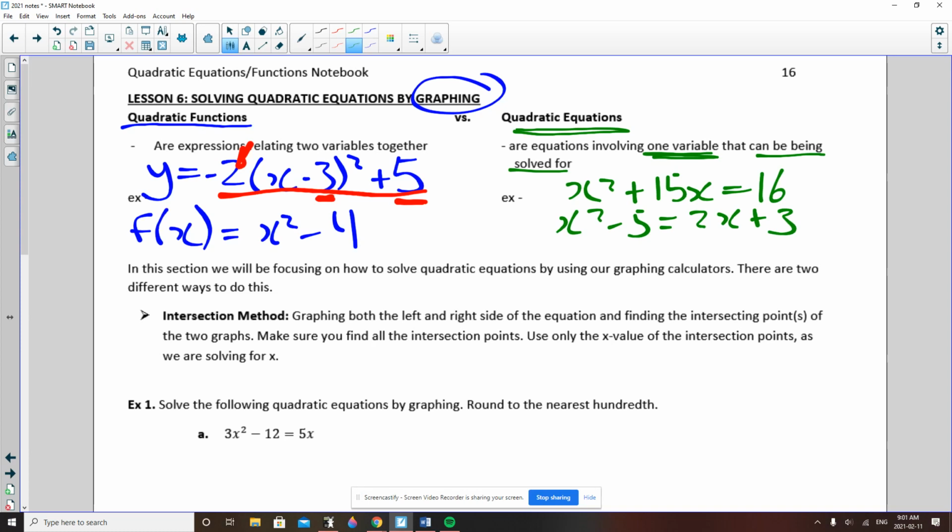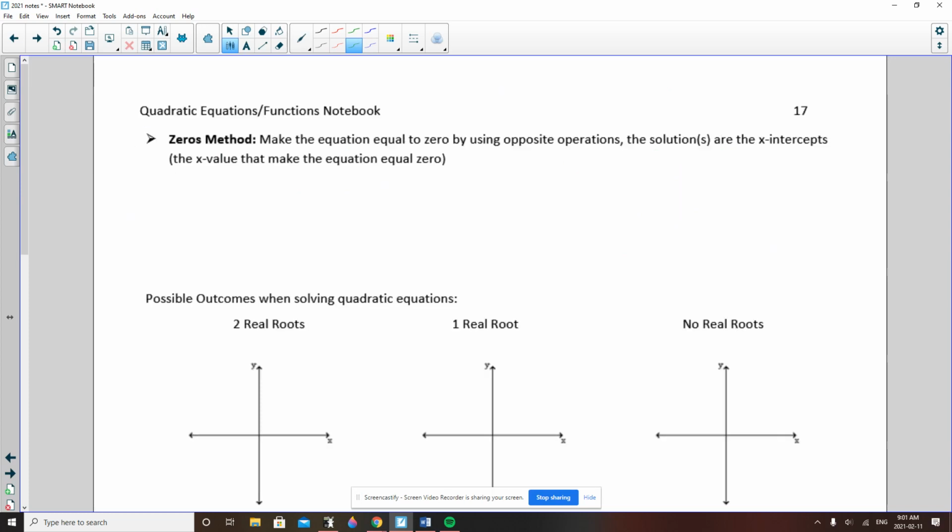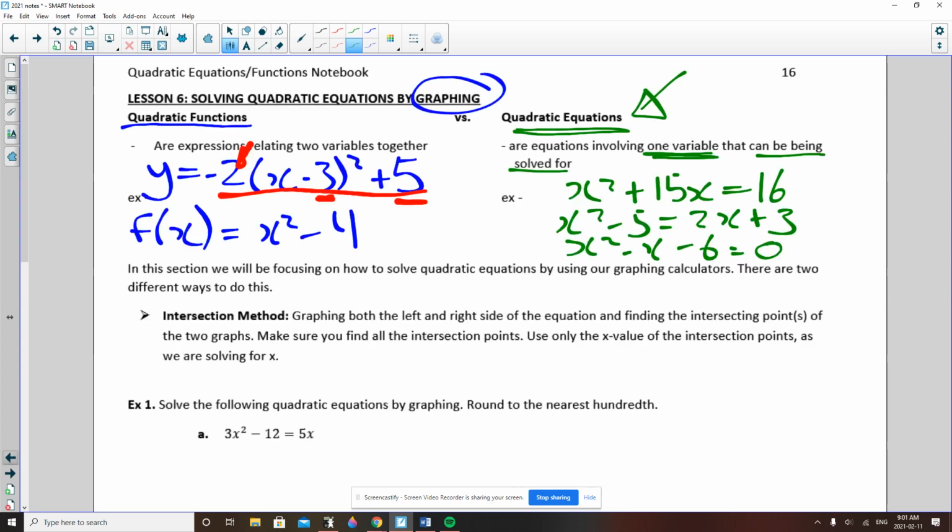And our strategy for the next few days is going to be looking at all of the different ways we can solve quadratic equations. Another example of a quadratic equation that we could solve would be x squared minus x minus 6 equals 0. There doesn't necessarily have to be numbers and variables on both sides. They could all be to one side, and I could still look at some strategies to solve that. So the first thing we're going to do today is look at how we can solve this set of quadratic equations graphically. The first way to do this is with our graphing calculator. That's what today's lesson will focus on.